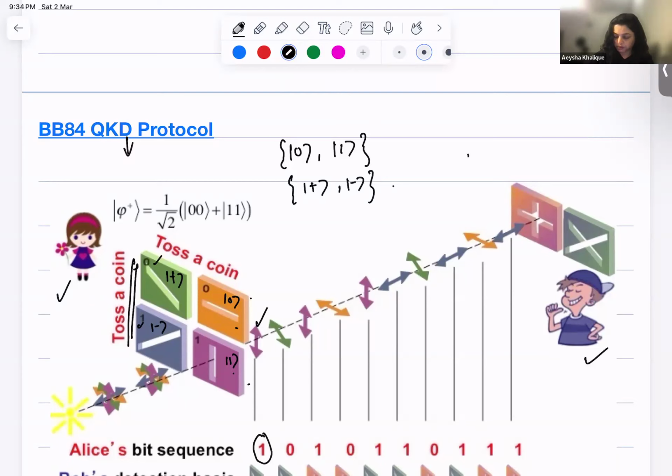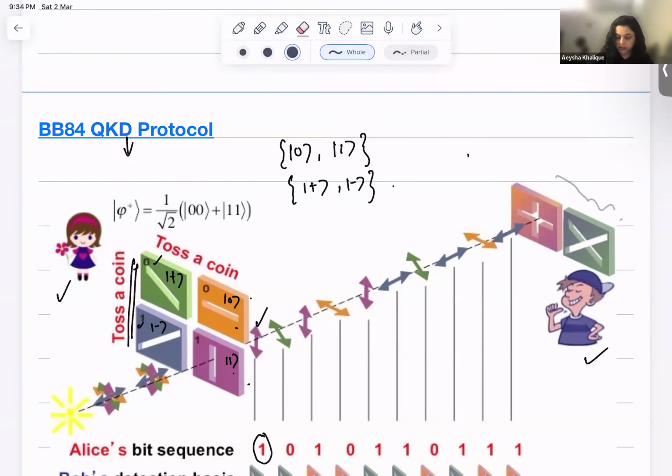So now we are at Bob's end, and he tosses the coin to choose which measurement bases he wants to use. We know that if the measurement bases are the same as the preparation bases, he will get the same bit value from our measurement process that we have learned. And if he uses the wrong bases, then his bit value will match 50% of the times.